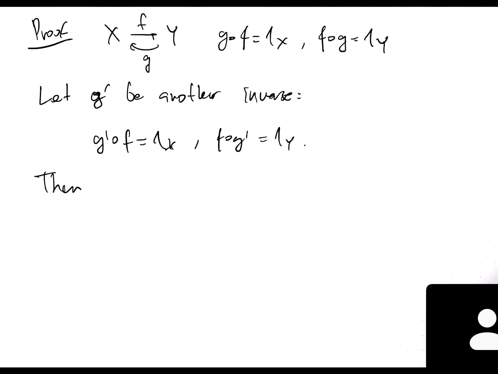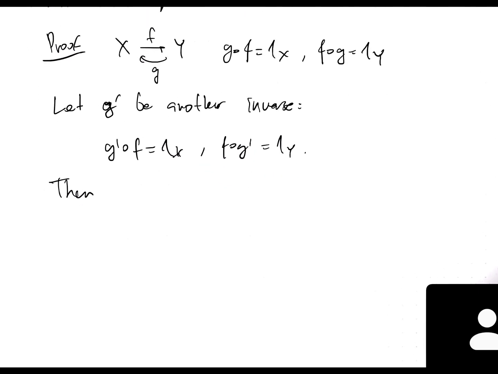Then, so we want to prove that G is equal to G prime, right? So this is what we can do. We can express G as a composite of G and identity of Y, right? And then if we look at our assumptions, we can substitute in the place of identity of Y. We can substitute F composed with G prime there. So this will give us G composed with F composed with G prime, right?